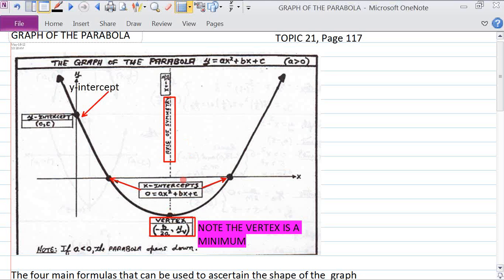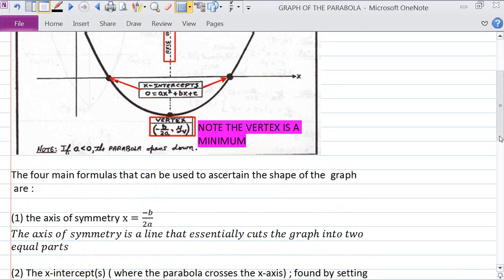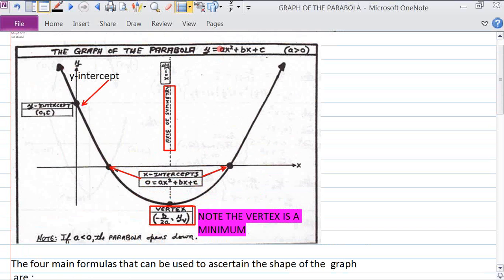And it's given by the equation x equals minus b over 2a. So if we have the graph y equals ax squared plus bx plus c, then the axis of symmetry is given as minus b over 2a.